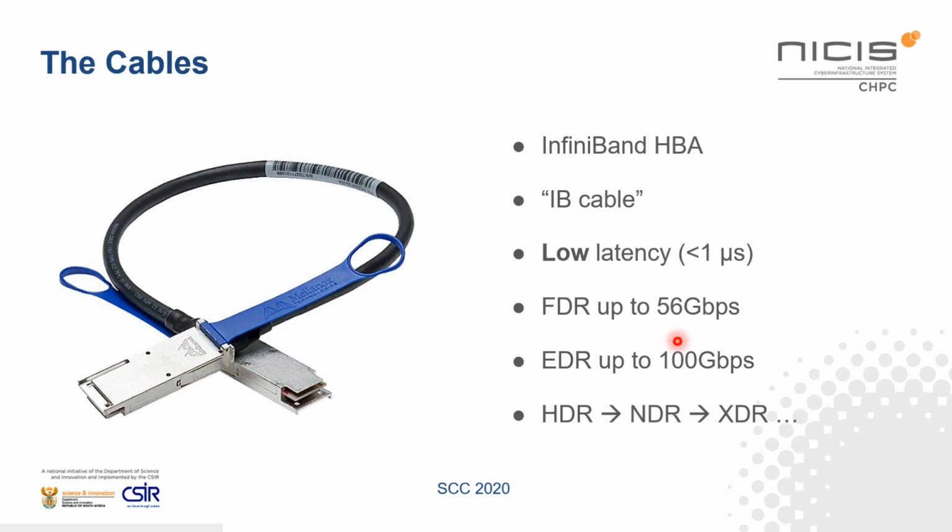And the Stampede FDR InfiniBand goes up to 56 gigabits per second, while EDR goes up to 100 gigabits per second, and you even get faster technologies: HDR, NDR, and XDR.